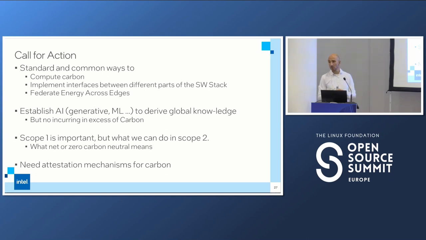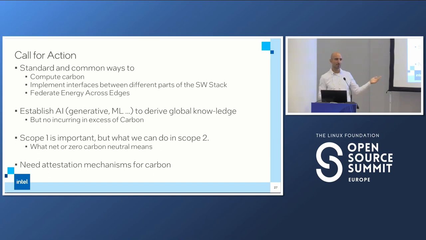And the last one is on attestation. I truly believe that we need something, as I'm seeing tons of reports like, "This company is saving 40,000 tons of CO2 emissions." And it's like, okay, what do you mean by that? How do you prove that you are really making a change?